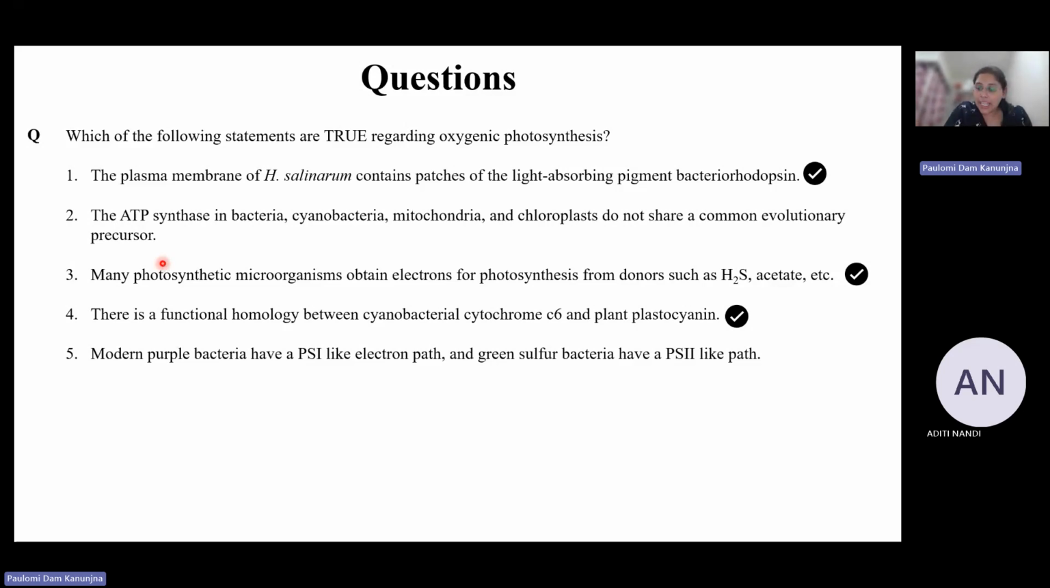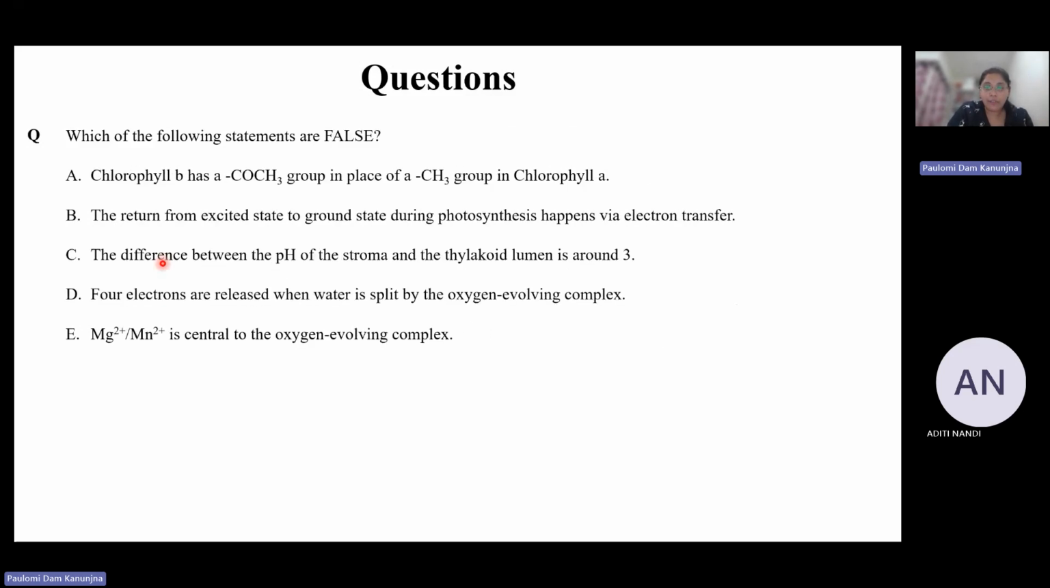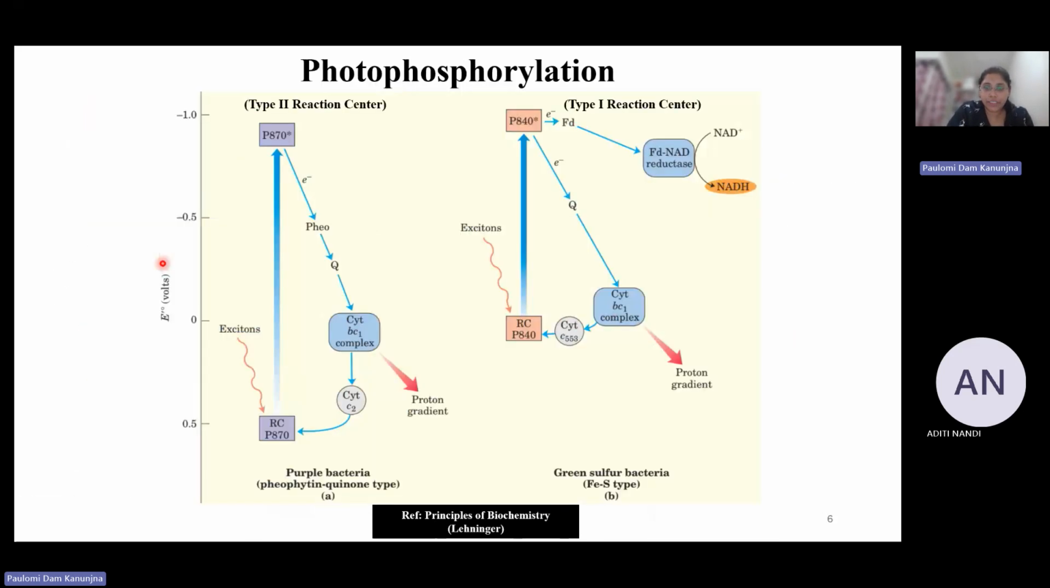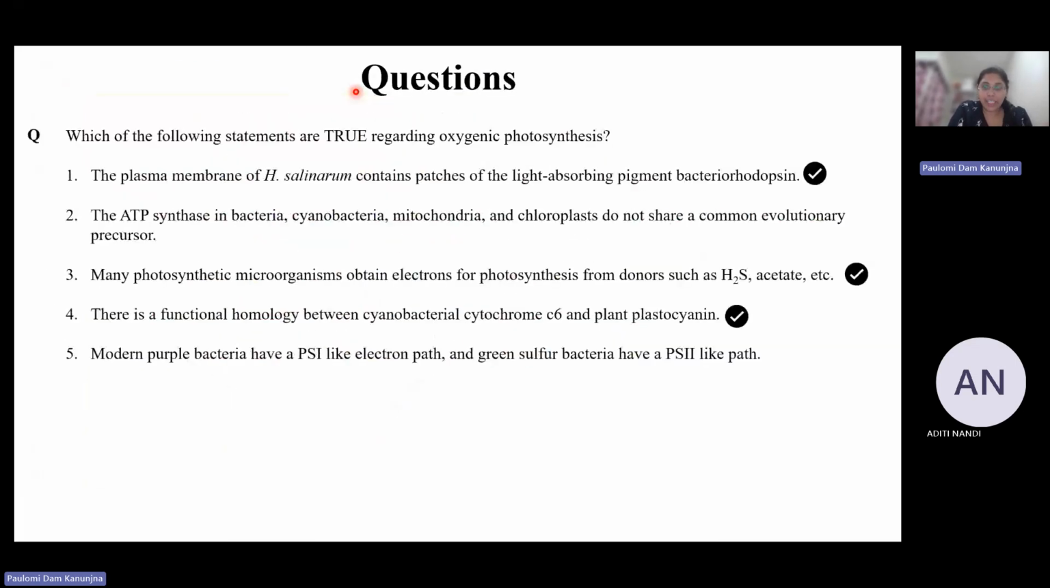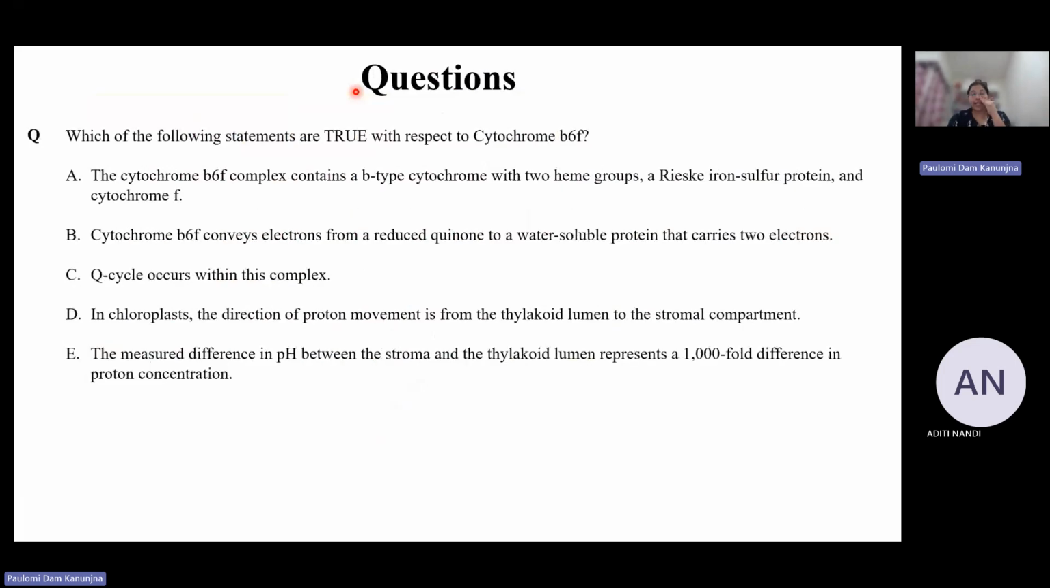Okay. And the last one is: modern purple bacteria have photosystem 1 and green sulfur bacteria have photosystem 2. While discussing, we saw that green sulfur bacteria have type 1 and purple bacteria have type 2. So that's why it's incorrect, and you got that right. Okay, next one. Now cytochrome B6f, which of these statements are true?